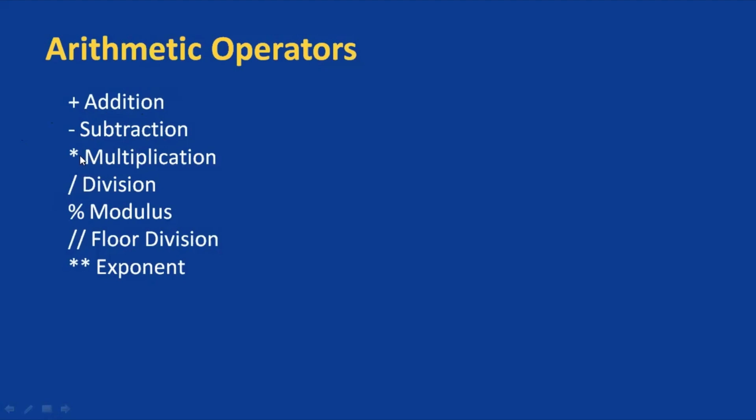Multiplication and division are the same kind of function. Modulus means it divides the operand on the left side by the operand on the right and returns the remainder. Actually, modulus is used to find the remainder. Floor division means it does the normal division but returns the quotient by removing the decimal part. We can also call floor division integer division.